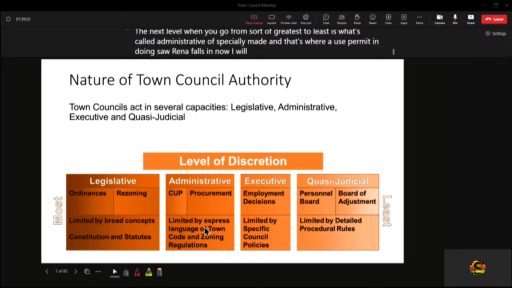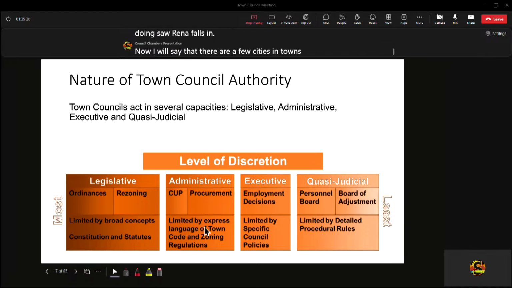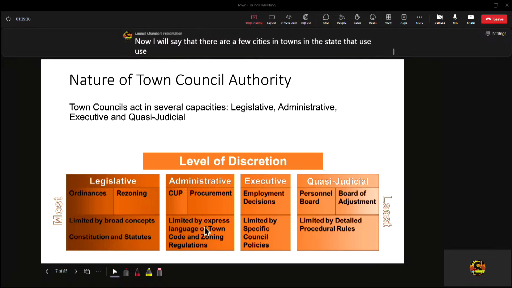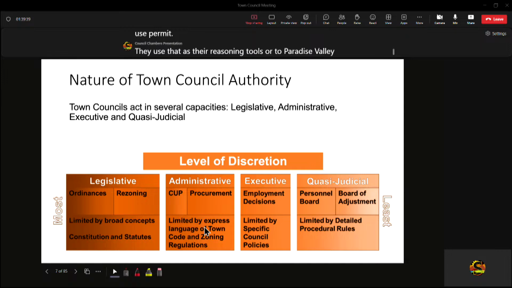Now, I will say that there are a few cities and towns in the state that use a use permit, whether it's called a conditional use permit or a special use permit, as their rezoning tool. For instance, Paradise Valley, I think Marana or Oro Valley, they don't rezone necessarily. They'll actually basically allow a use that's not permitted by way of a special use permit. So the lexicon gets a little complicated, but we have to remember that in our case, in Sahuarita, it's an administrative level decision. So you don't have as much discretion as you would if this were a rezoning request.